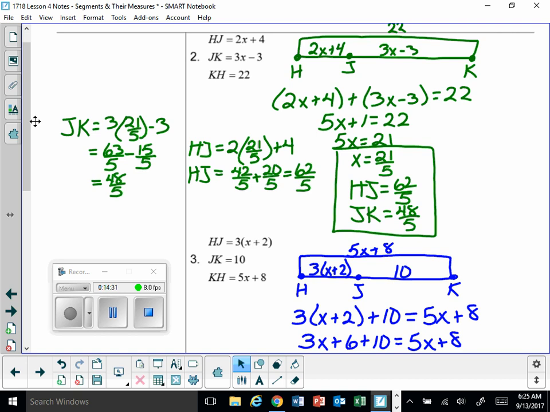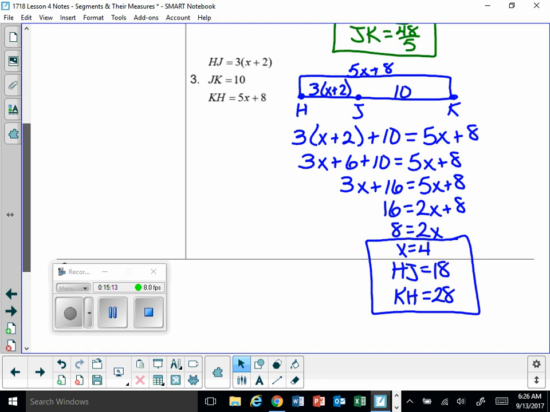So in the first step here, let's look at JK, right? I substituted. Then I multiplied the 3 times 21/5 to get 63/5. And I went ahead and converted the whole number 3 into 15/5 so that I had common denominators and I could subtract. I did the same thing in HJ. And then I checked my work. 62 plus 48 is 110. 110 divided by 5 will give me 22 for the length of KH. Fractions are your friend. Don't be afraid of the fractions.